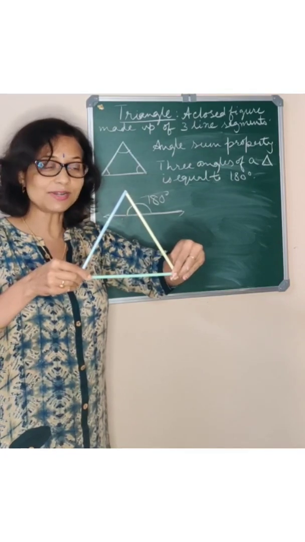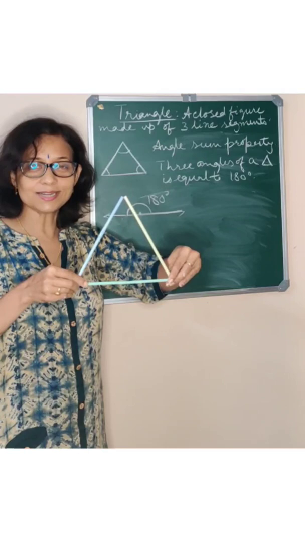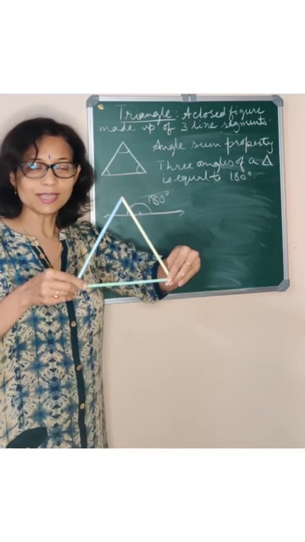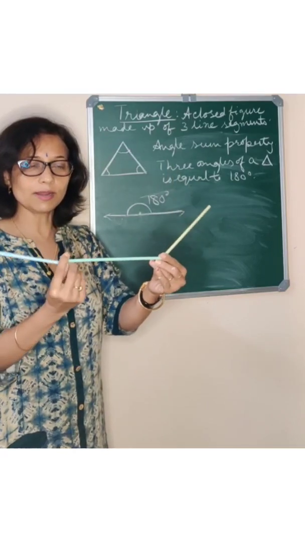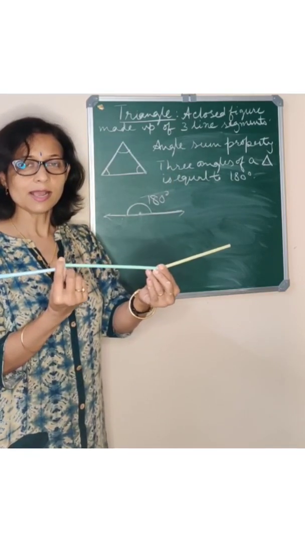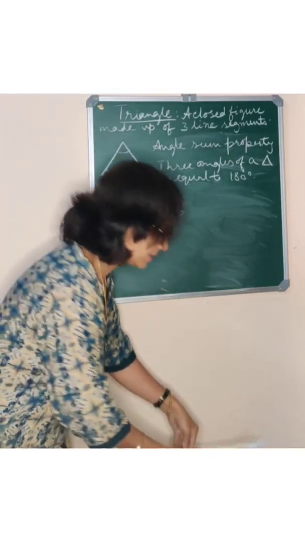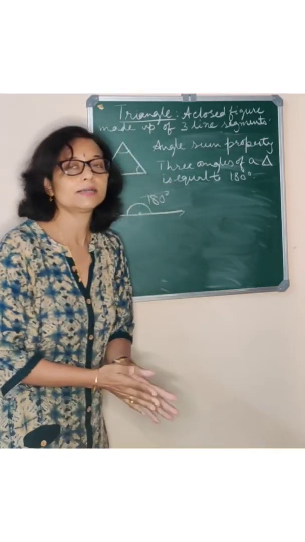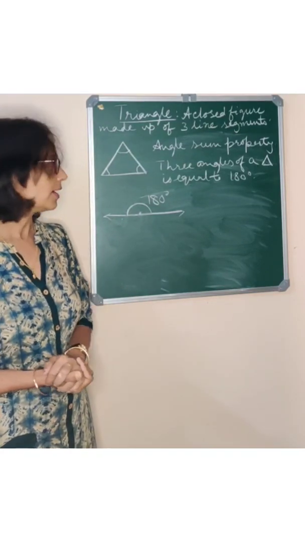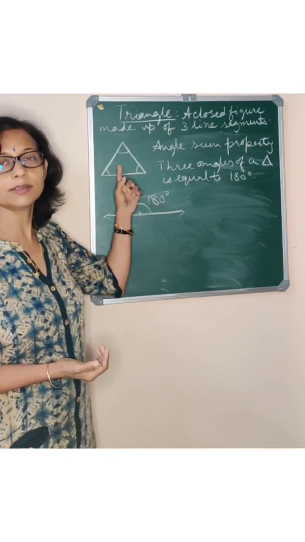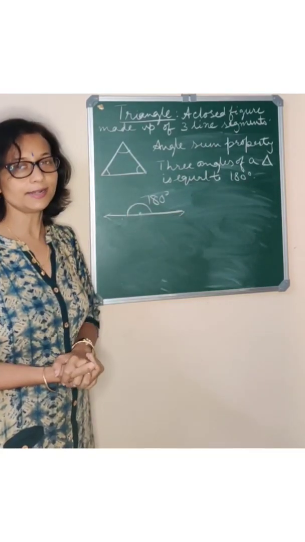I hope this activity thrills you. This is really interesting and you can play with your friends and you can understand things in a better way. See how you can make a triangle into a straight line and a straight line into a triangle. So by this you will be able to understand very thoroughly, very clearly that the sum of the three angles of a triangle is equal to 180 degree.